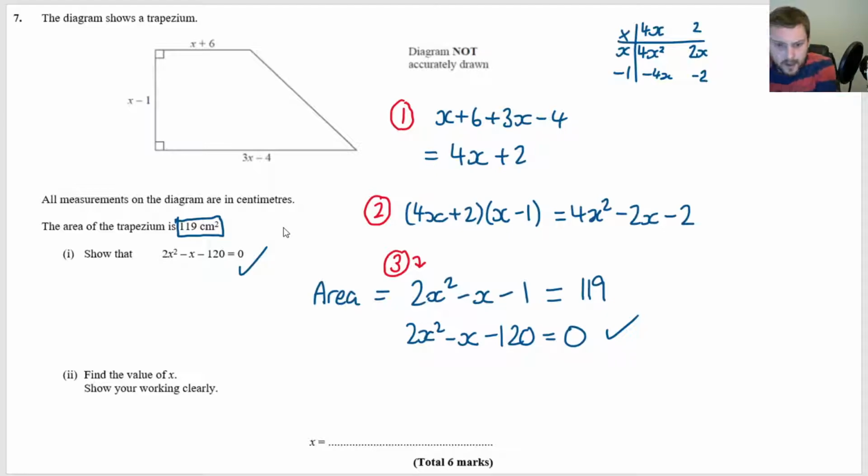And then it says, find the value of x, show your working clearly. So I'm just wondering, how easy is it going to be to factorize that? We'll give it a go and see if it factorizes. Otherwise, we would use the quadratic formula. It's got to be 2x and x, otherwise you don't get 2x squared. And then you want two numbers that times to make minus 120, that are going to combine with the 2x and the x to give you a minus x.